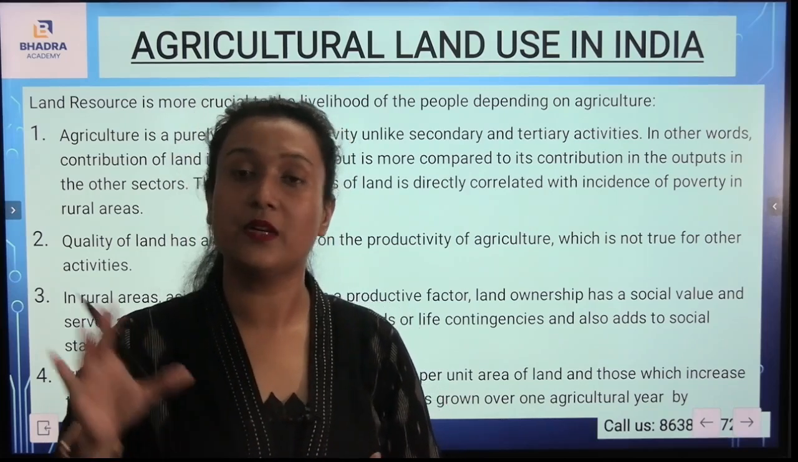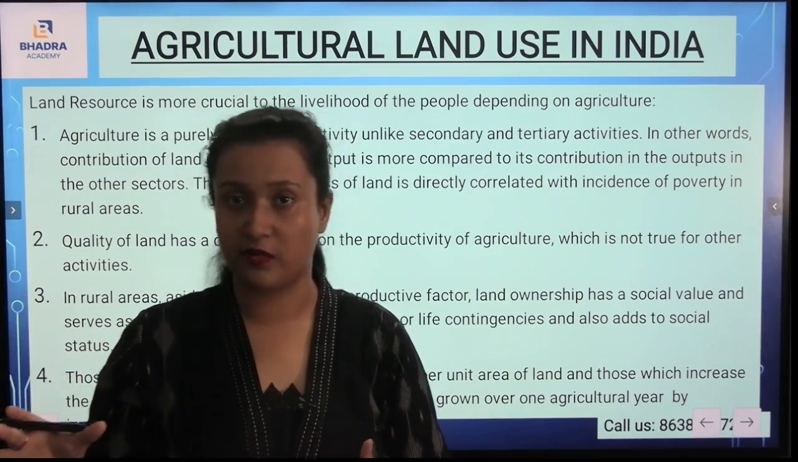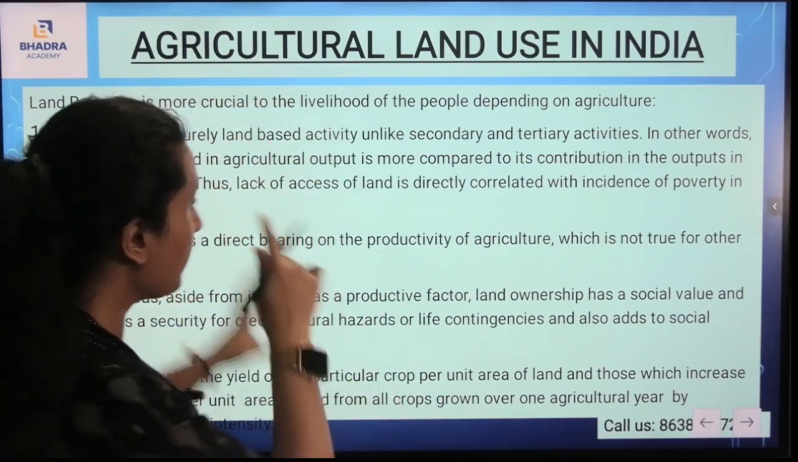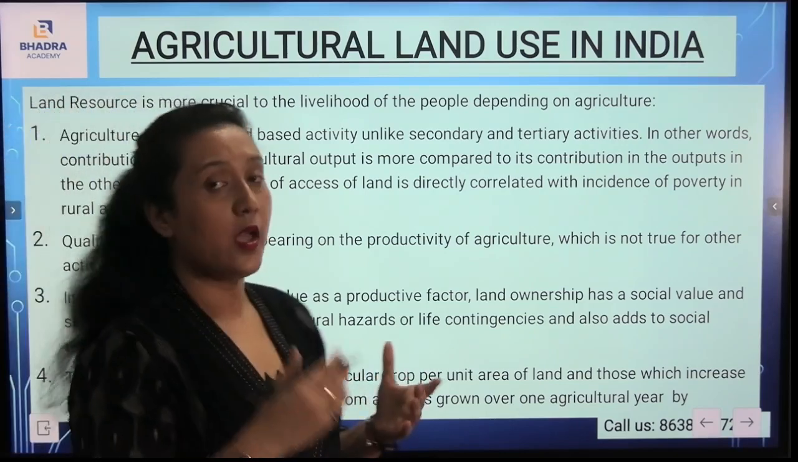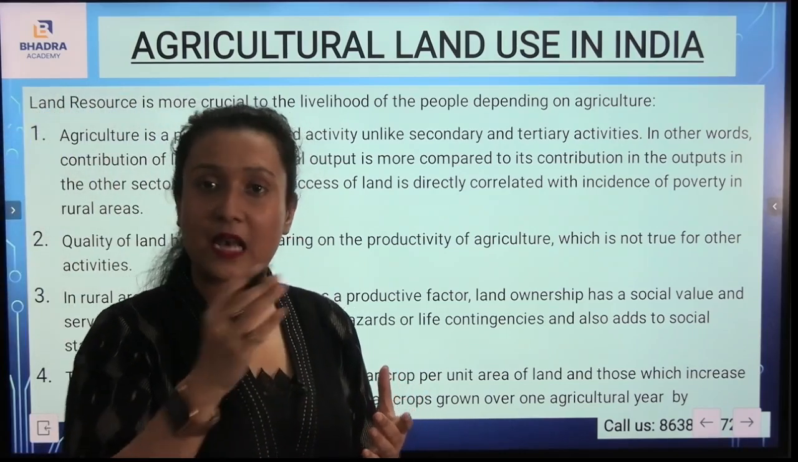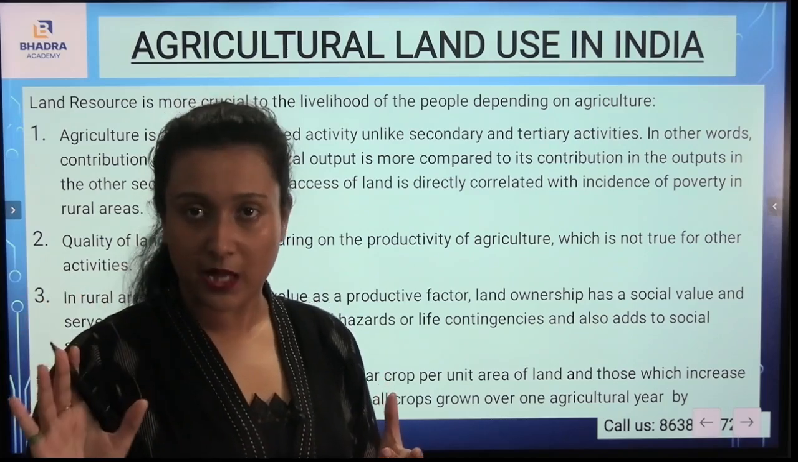If the land is not productive, if the land is barren, then there will be no growing of the crops. But it is not so in the secondary sectors and in the tertiary sectors. I hope this is understood. Let me again explain the first one. If I talk about agriculture, agriculture is completely a land-based activity, which means it is a primary activity.